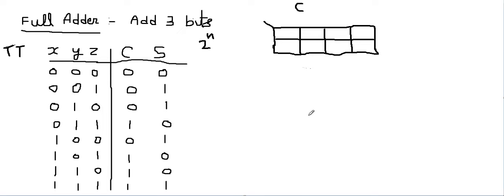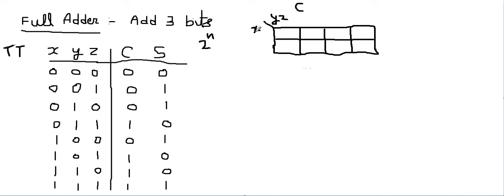Now, how do we place these 0s or 1s in this Karnaugh map? Again I remind you that we are going to generate the sum of product form, so we will consider only 1s, and we will place 1 in these cells.